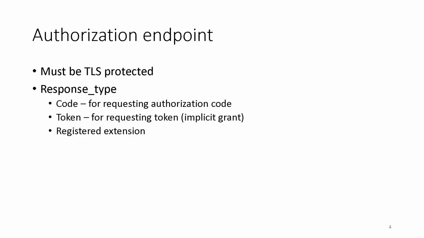The authorization endpoint on the authorization server must be TLS protected. In the response type of code, the client receives an authorization code, which is a temporary credential that can be exchanged for an access token at the token endpoint. In the response type of token, the client receives an access token directly from the authorization endpoint. Another response type is a registered extension. It covers a use case we didn't cover yet, which includes SAML.